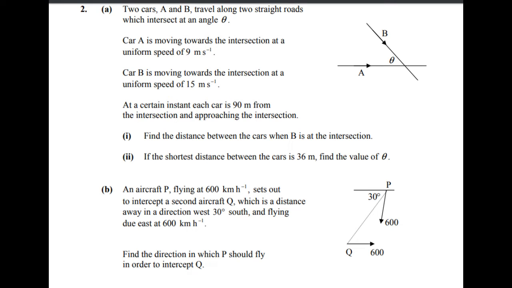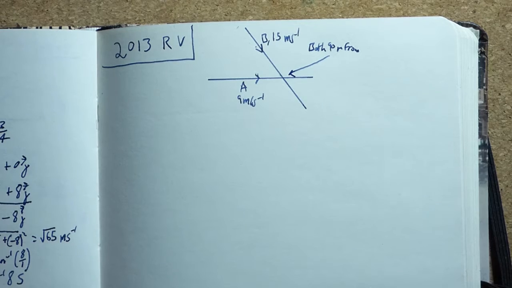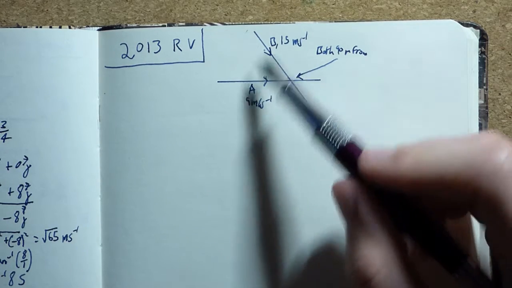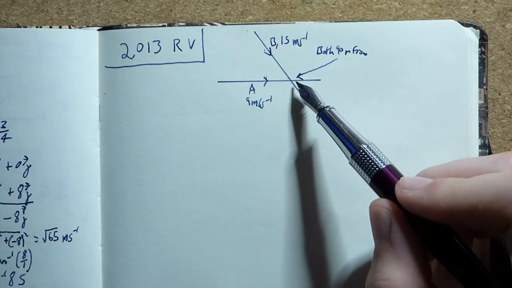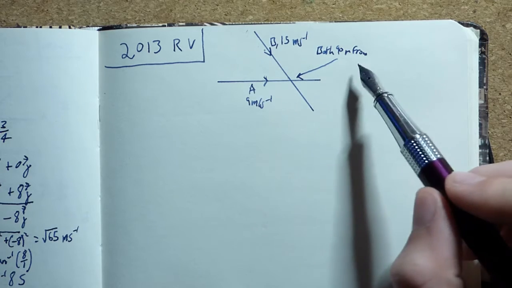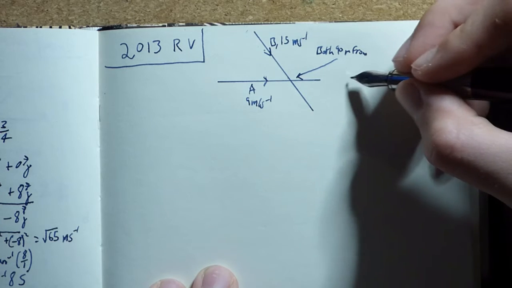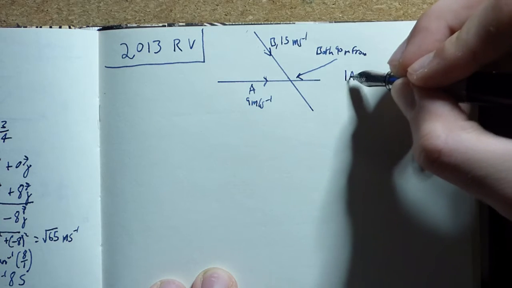Hello, so today we're going to be having a look at this question. If you want to read it all, you can just pause it. It's 2013's relative velocity question from the Leaving Cert. So what I've just done is drawn out the paths of both of the cars and the speed they're going at, and they're both 90 meters from the intersection point.